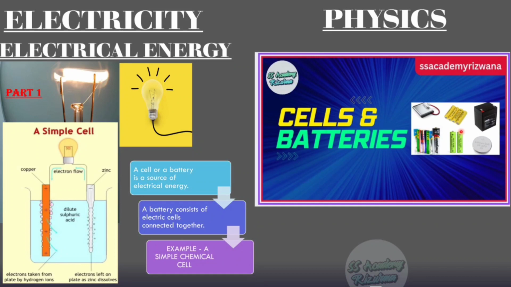Some of the other examples of batteries are devices like remote controls and torches. They are powered by disposable batteries. Mobile phones, handheld video game consoles, digital cameras, and many other devices use rechargeable batteries such as alkaline batteries.